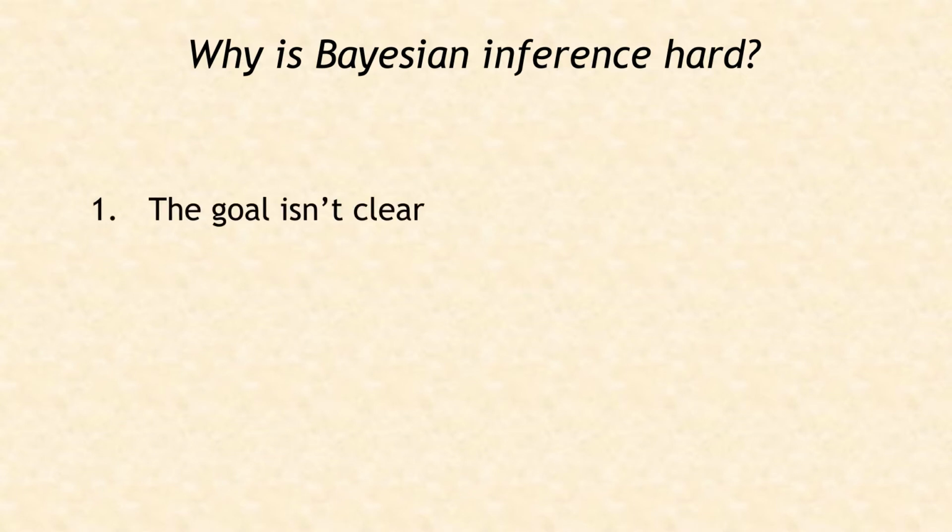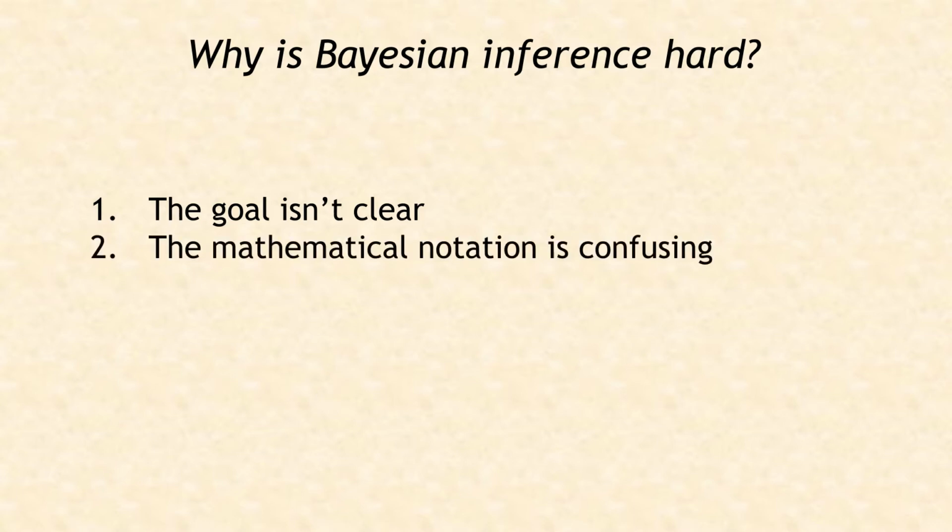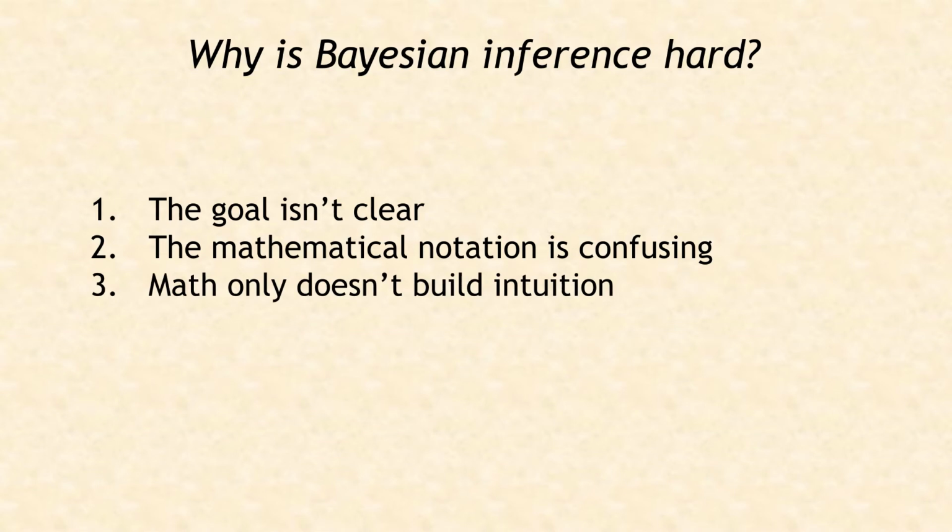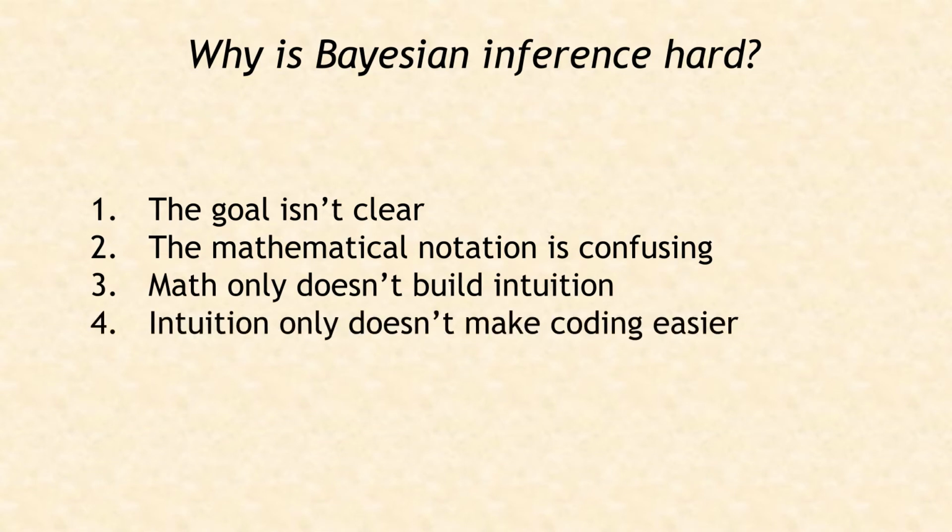Firstly, I think there's confusion about the goal of Bayesian inference. What is it that we are actually trying to do? Secondly, Bayesian stats has a lot of math in it, the notation of which is very confusing. Too much of that math at the beginning doesn't build intuition. However, removing the math and only focusing on intuition doesn't make it easier to code. The last point is really important because coding is essential to doing practical Bayesian inference. In this video, I'll try to focus on these topics to make it as easy as possible.